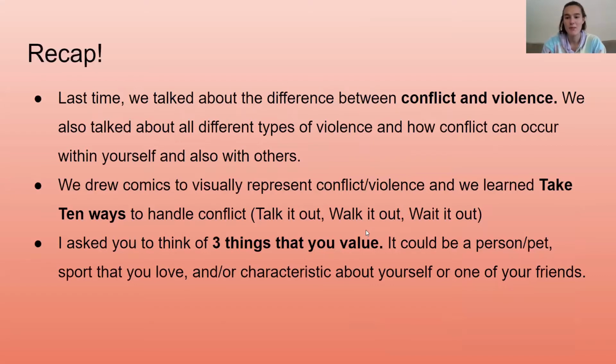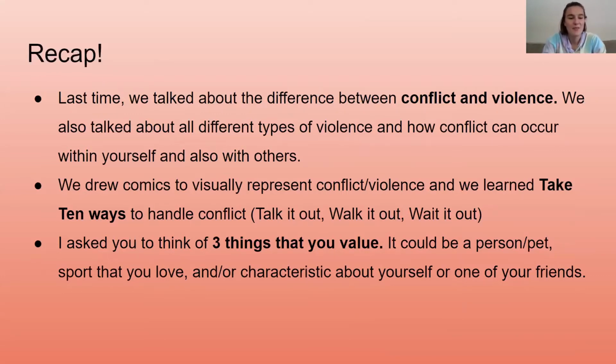But now we're going to get started talking about Take 10 topic. Okay, so we're going to recap first. Last week we talked about the difference between conflict and violence. We also talked about all different types of violence and how conflict can occur within yourself and also with others. We drew comics to visually represent conflict and violence, and we learned Take 10 ways to handle conflict. So talk it out, walk it out, wait it out. Let's say it with me this time. Talk it out, walk it out, wait it out.